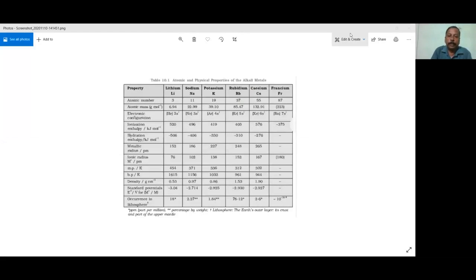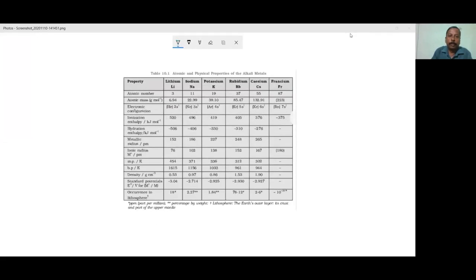This type of table you will find in NCERT, and people are worried about how to remember these. But you actually need not remember them. What you have to do is make the trends. In the scientific or education language, we call them trends. If you make the trends, then that is more than sufficient.